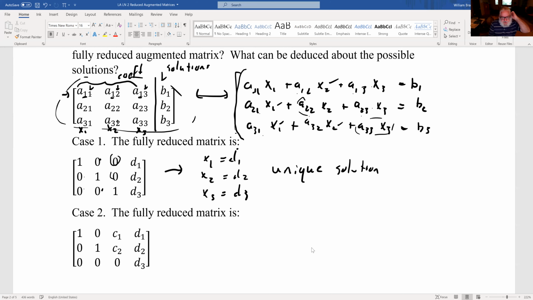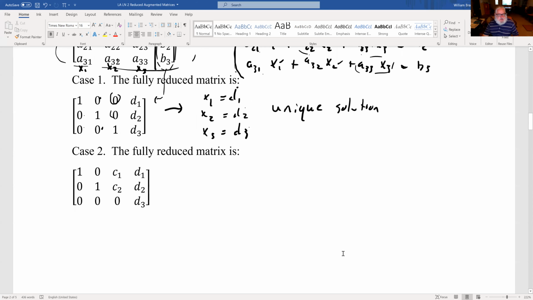Right? And the D1, D2, D3, they're whatever numbers you get left after doing all the reductions from B1, B2, and B3. Okay, so there's a unique solution if everything cancels out nicely. What can also happen is that you end up with the bottom row having its coefficients get canceled out by one of the previous rows, and that happens occasionally. So here there are 2 possibilities.